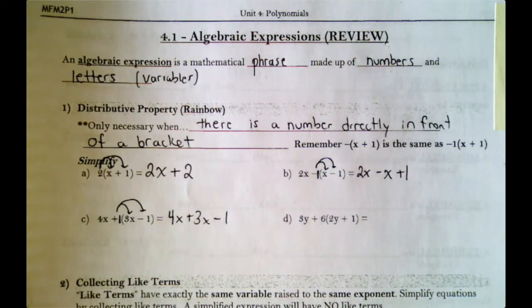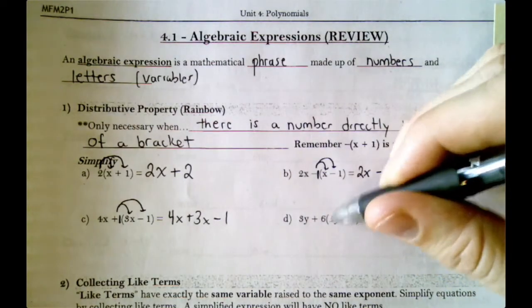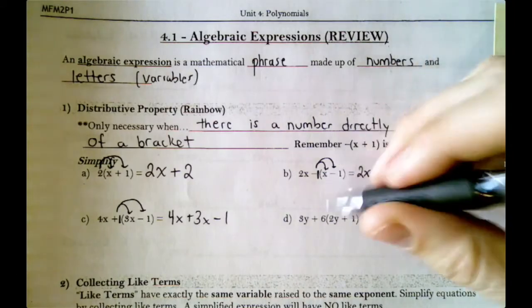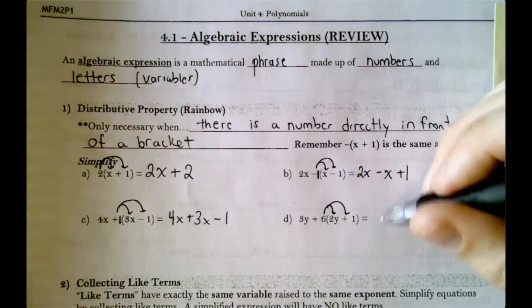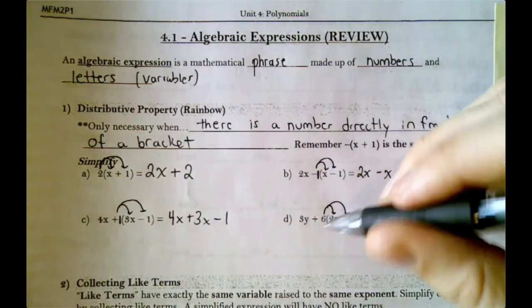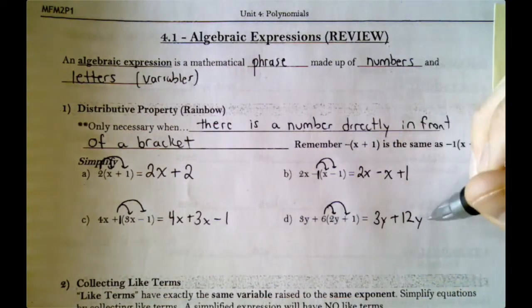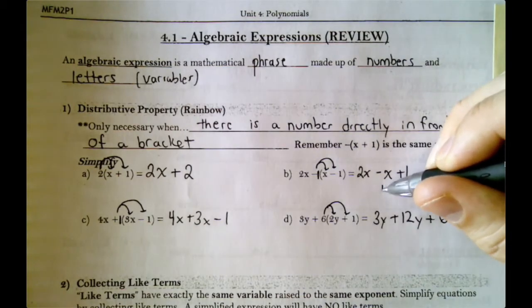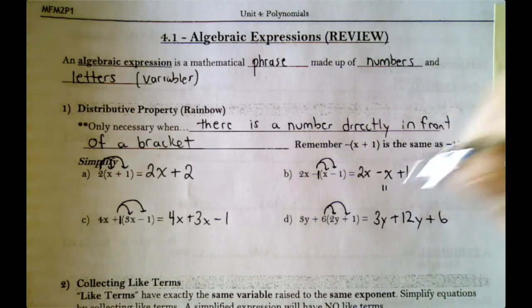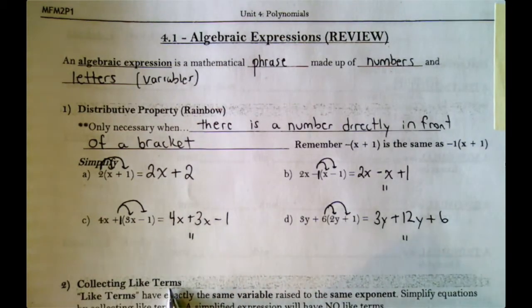And we have one more here. We have 3y plus 6 times 2y plus 1. The 6 is the number in front of the bracket, so we can distribute that to both terms. 3y doesn't play into it yet. 6 times 2y, 6 times 2 is 12, and 6 times 1 is 6. Now, in all 3 of these last examples, we could continue by collecting like terms. So let's take a look at what collecting like terms is.